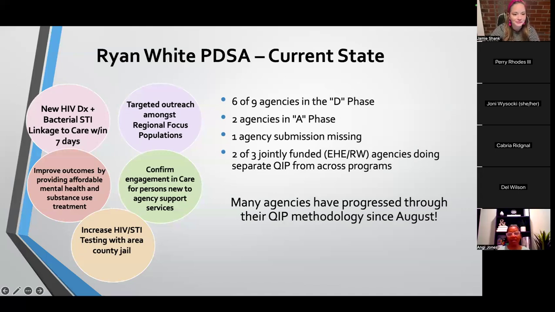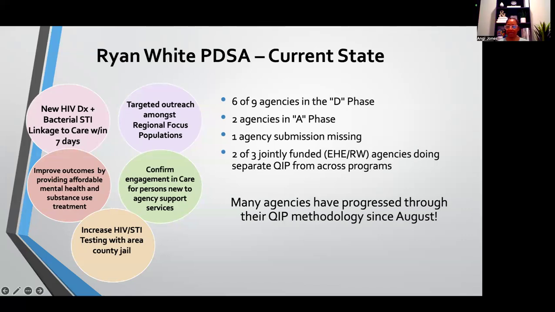All right. Yeah, so just real quickly, just our PDSA for the Ryan White side, the current state right now, we have 6 agencies in the D phase, 2 who are in the A phase. One agency's submission is missing. 2 of our 3 jointly funded agencies are doing separate QIPs from across programs. Because we have, you know, the bubbles represent the focus of QI projects. So those were some common themes that we have going on.